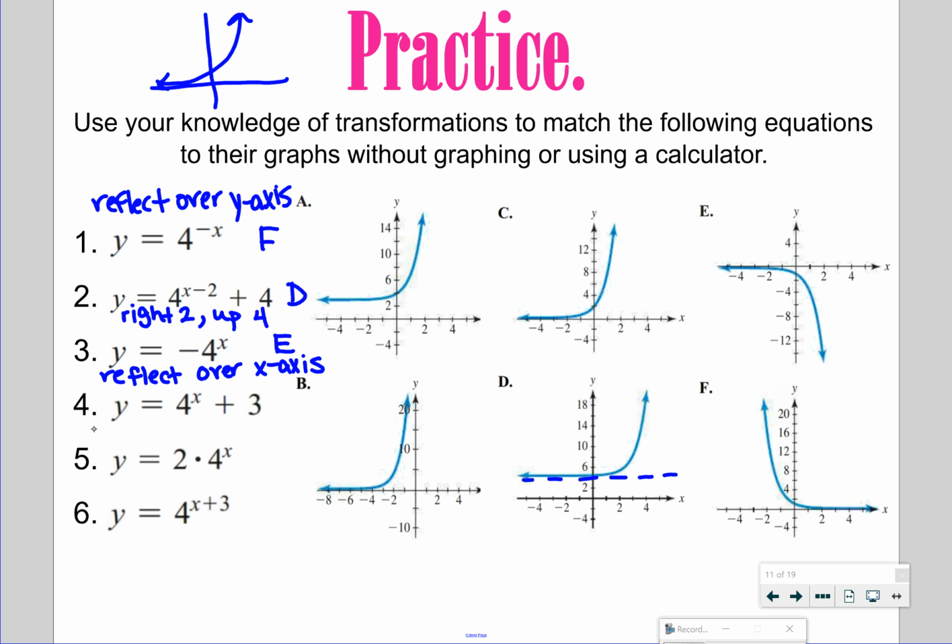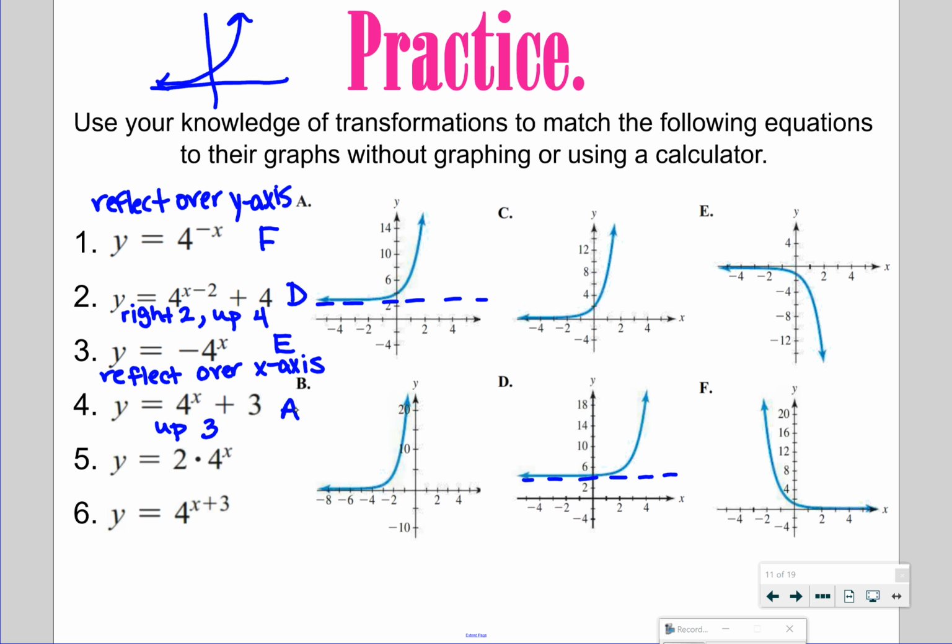Next, number 4, y equals 4 to the x. We've got a plus 3 at the end. So that has moved our graph up 3 units. So the asymptote is something to look at there. We're looking for the graph that has an asymptote at y equals 3, and the one that looks like it's closest to that is graph A.